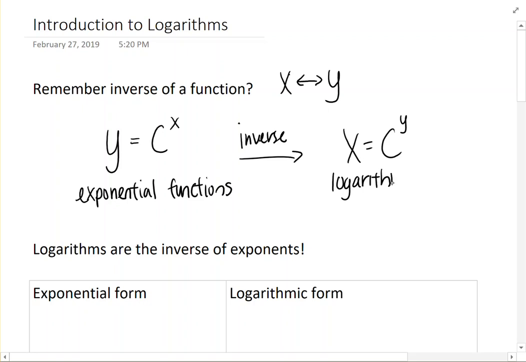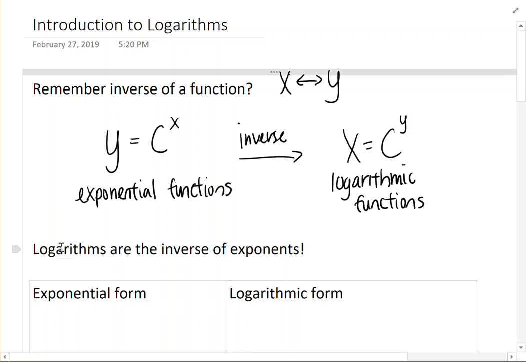And instead of just calling this the inverse of exponential functions, this is actually what we call logarithmic functions, because I guess there are multiple bases. So basically, logarithms are inverses of exponents, and this is how the two relate to each other.